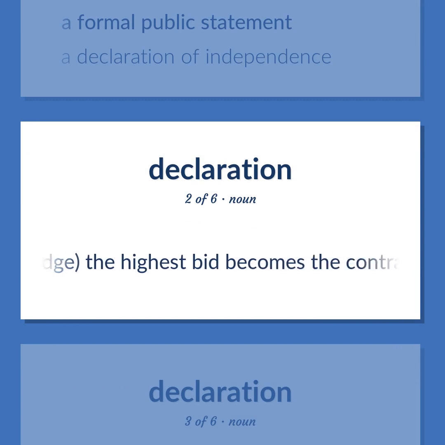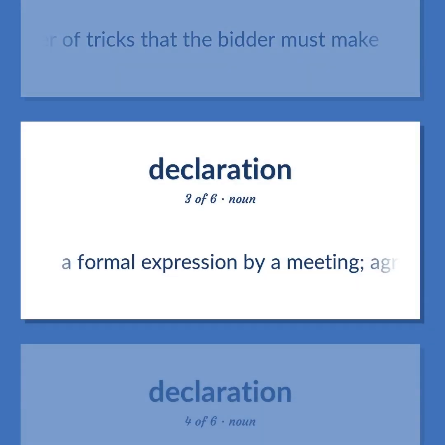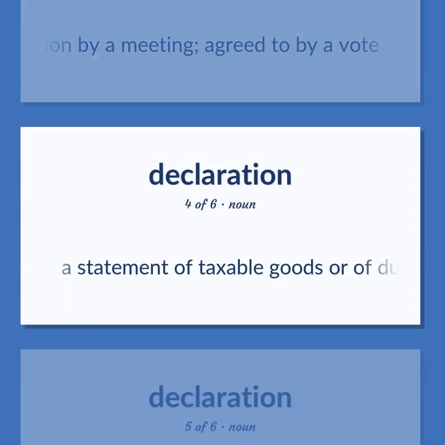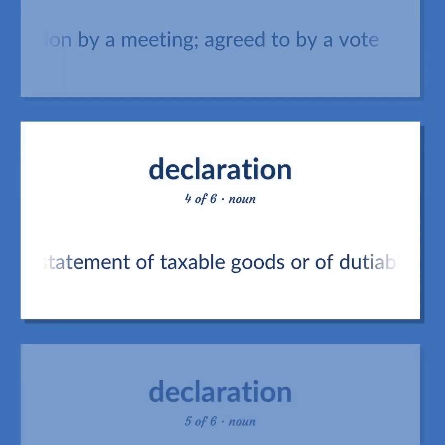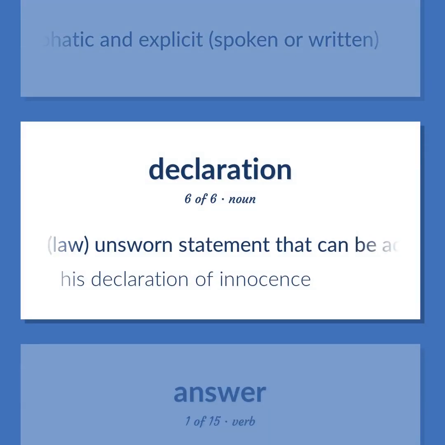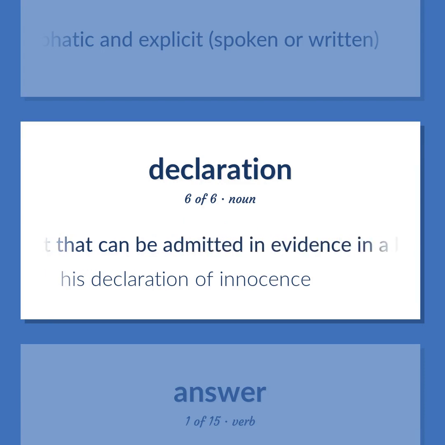Contract bridge. The highest bid becomes the contract setting the number of tricks that the bidder must make. A formal expression by a meeting. Agreed to by a vote. A statement of taxable goods or of dutiable properties. A statement that is emphatic and explicit, spoken or written. Law. Unsworn statement that can be admitted in evidence in a legal transaction. His declaration of innocence.